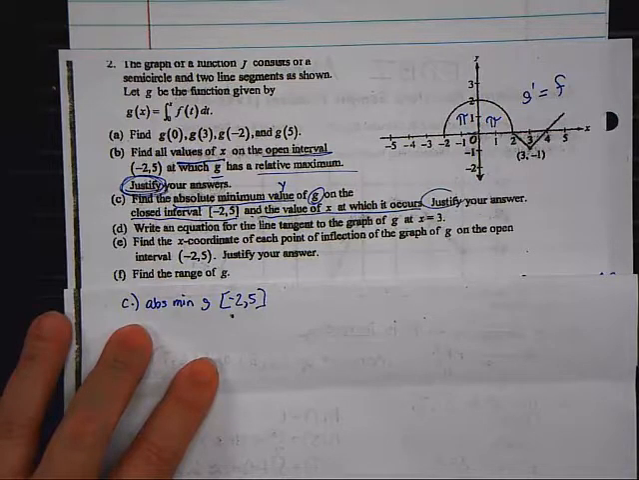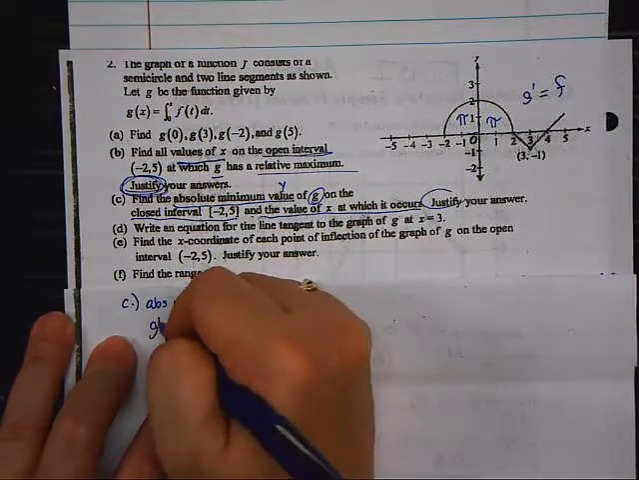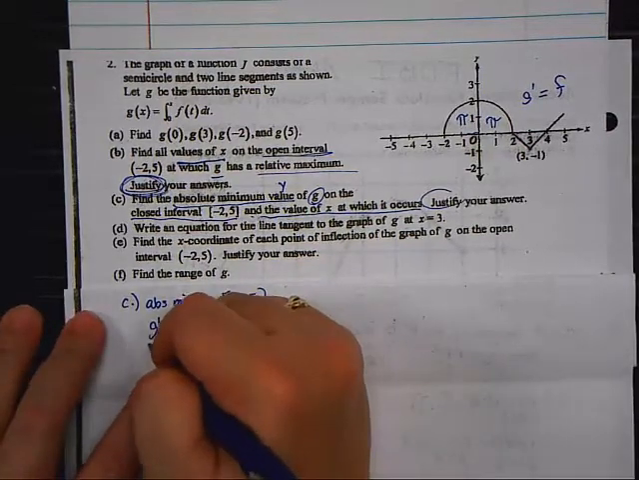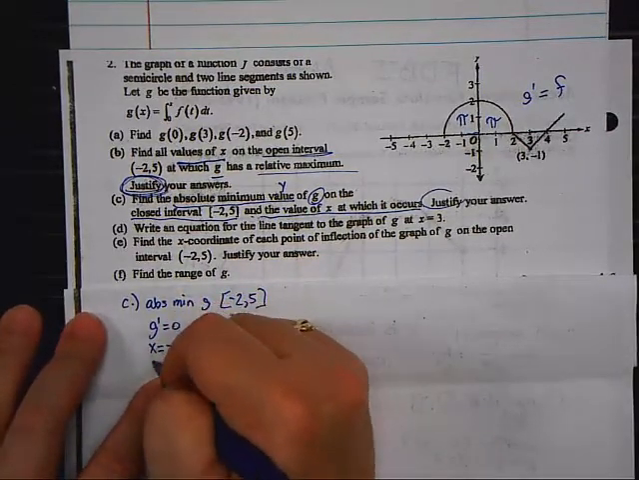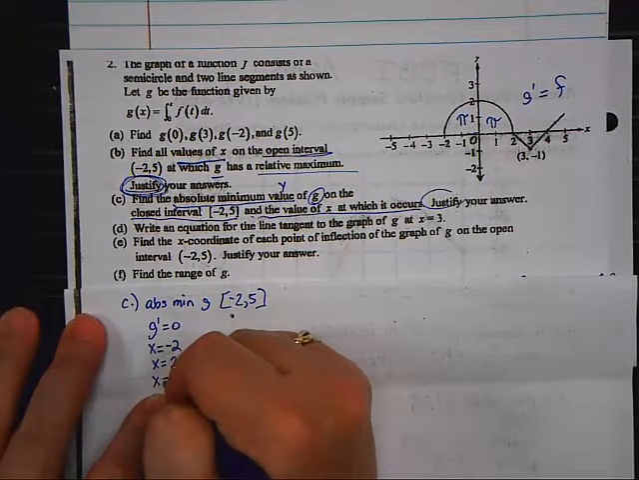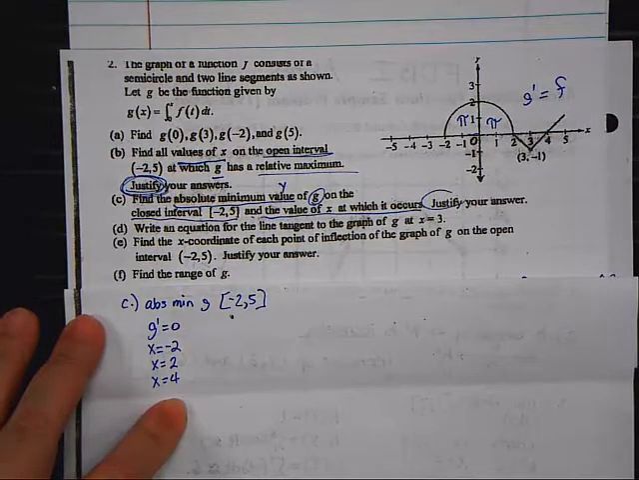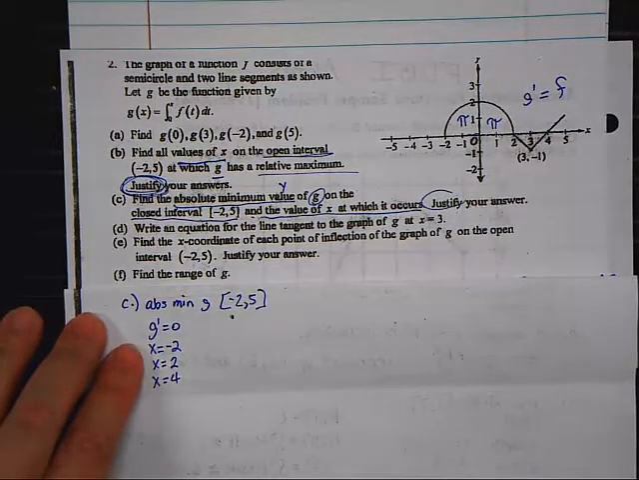what did we do first? We set the derivative G prime equal to 0. Now, didn't we just do that in part B? Yeah, we did. So we do, X equals -2, X equals 2, X equals 4. We already did that. Just copy them down again. Now, do I need to throw out anything? I don't throw out -2.